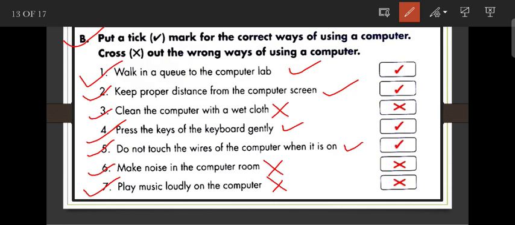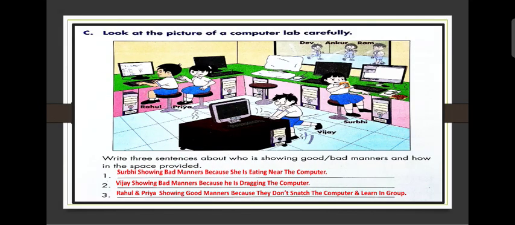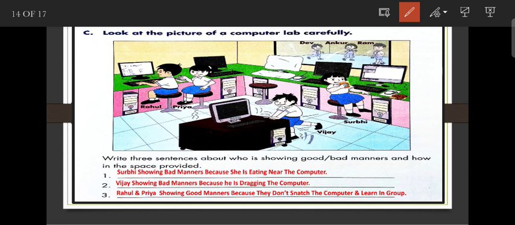Next is look at the picture of a computer lab. Write three sentences about who is showing good and bad manners and how in the space provided. So first, is Surbi showing bad manners? Here you can see the picture of Surbi. Surbi is showing bad manners because she is eating near the computer. Here you can see she is eating. So this is very bad manners. We all know that we should never eat or drink near the computer.